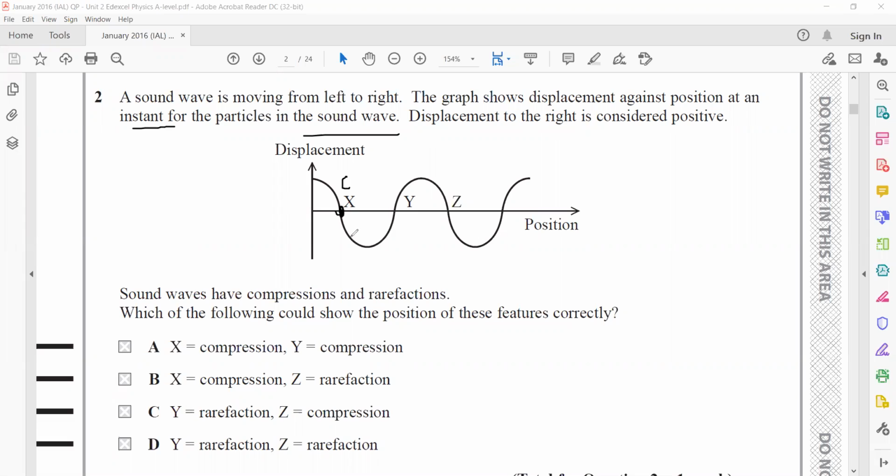Then the displacement on the left is increasing and then the right is decreasing. Then we'll get a rarefaction. And then from rarefaction again we'll get a compression. So Y is a rarefaction and Z is a compression. So C is the right answer.